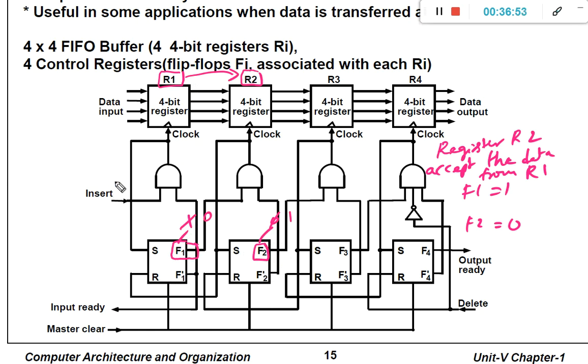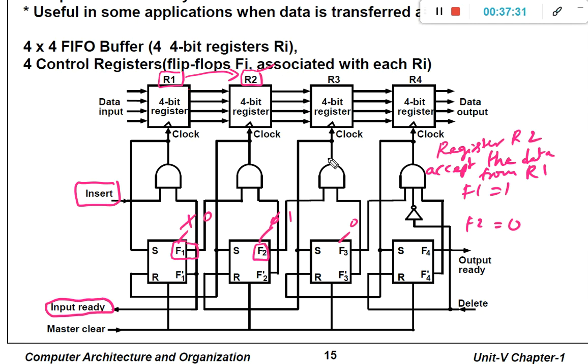The initial data is moved based on the insert as well as input ready lines. After the data is available in R1, F1 will contain the value 1 and F2 will contain 0. Now if you want to move the content from R1 to R2, you generate a clock so that the content in register R1 is moved to register R2. Now the F1 value will be cleared to 0 because there is no data in R1. The data has been moved to R2. So now the F2 value is 1 and the F3 value is 0.